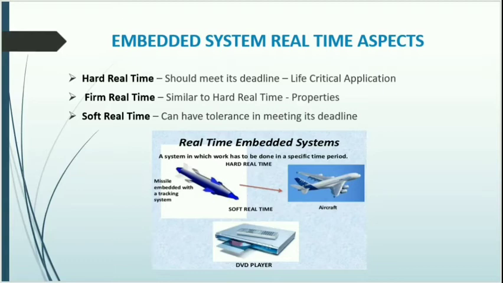Next, the last one is soft real-time embedded system. In this type of embedded system, the timeline or deadline is not so strictly followed. If the deadline of the task is passed, means the system does not give the result in the defined time, still the result or output is accepted. Means we can have tolerance in meeting its deadline. Example is DVD player and the sound system in the laptops or computer systems which we are using.